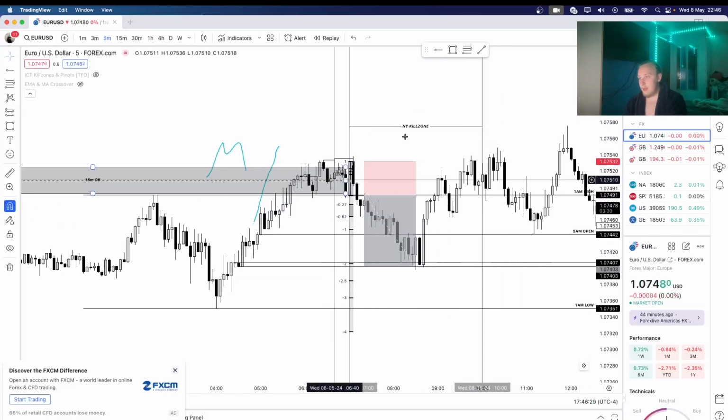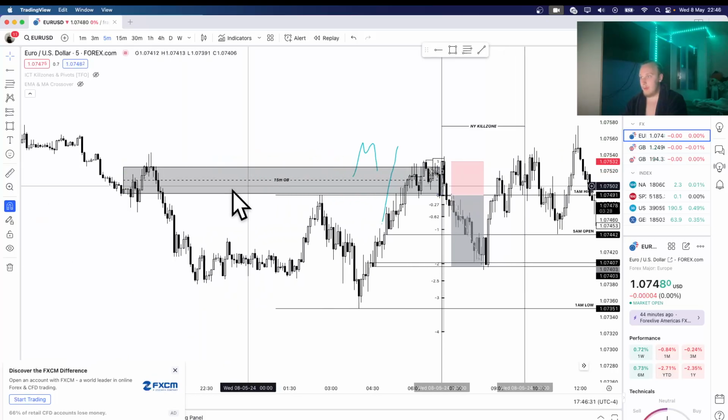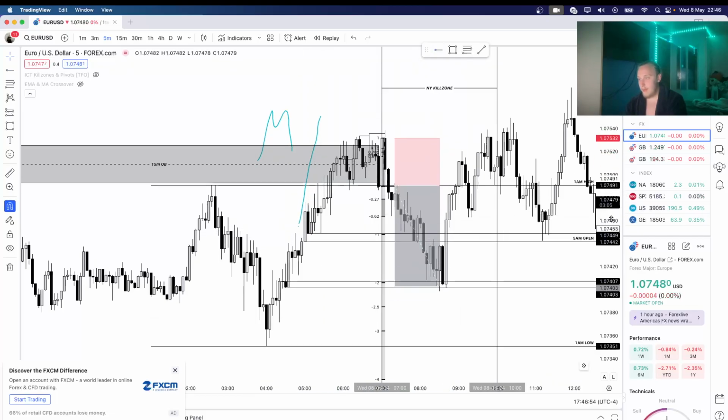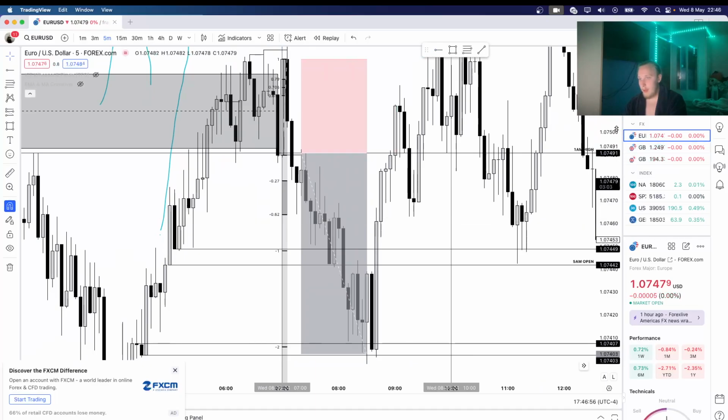Like the New York kill zone, cool, we're in a 15-minute order block. That makes sense. We've swept the highs outside of the kill zone. We've then changed the state of delivery, tapped it straight away, gone straight for our -2 standard deviation. And our -1 deviation matches up with the bottom of that order block. Literally like maybe to the 0.01 of a pip.